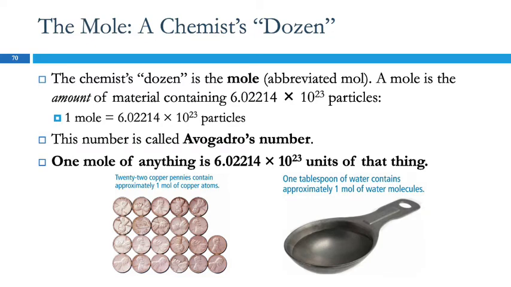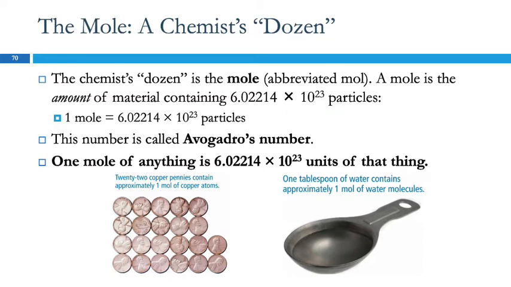So instead of using dozen, because that's 12 and it's just way too small, even a ream is just way too small, we use a word, the mole, M-O-L-E. It has an abbreviation, M-O-L. Don't know why, but it does, so we'll just deal with it. But this is like the chemist's dozen. Just like the dozen means 12 of something, a mole means this many of something: 6.02214 times 10 to the 23rd particles.